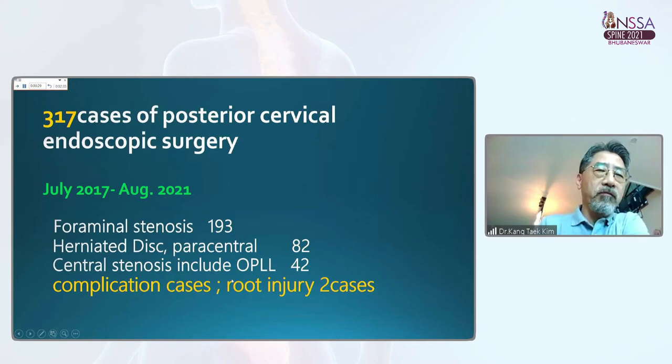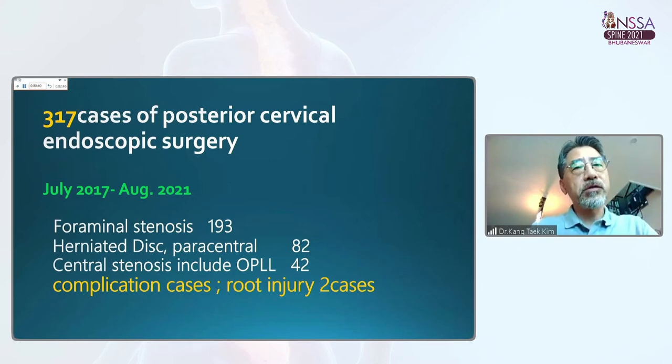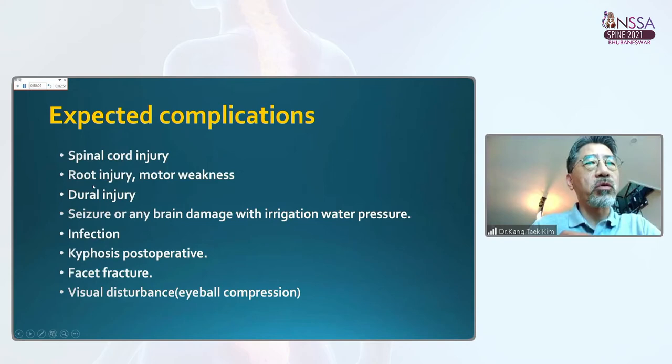I have only two cases of root injury, at the beginning. Unfortunately they had permanent disability, arm weakness. Both were C5 palsy related to root retraction during the operations. The complications we worry about are spinal cord and root injury, dura injury, seizure or any brain damage related to irrigation water pressure, infection, postoperative kyphosis, facet joint fracture, and visual disturbance related to eyeball compression.